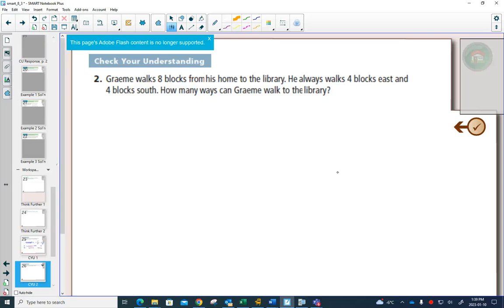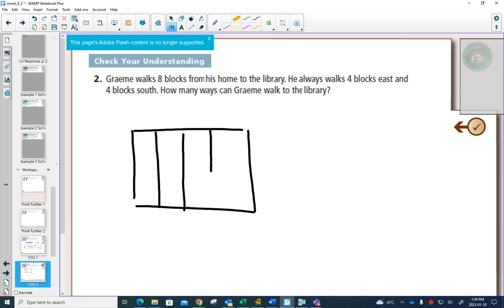So Graham walks from his home to the library. He lives 4 blocks to the east and 4 blocks to the south. So I'm going to make a diagram. If he walks east and south, would you agree that this is his home and this is the library?